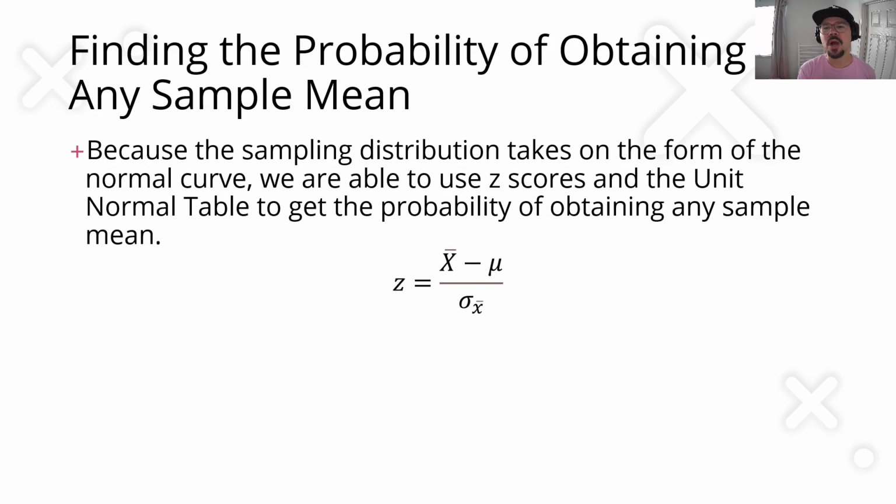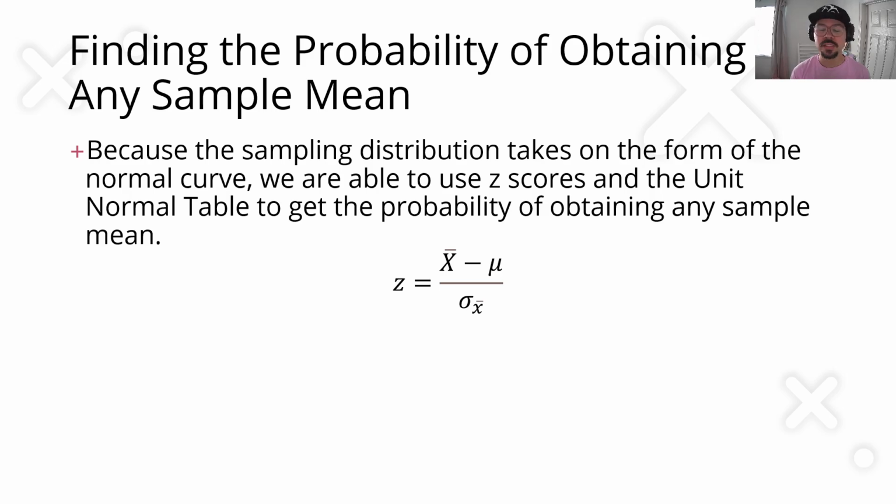So, finding the probability of obtaining any sample mean. Because the sampling distribution takes on the form of the normal curve, as we discussed when talking about characteristics of the sampling distribution of means, we are able to use z-scores and the unit normal table to get the probability of obtaining any sample mean. This is because z-scores and the unit normal table are based on probability and probability theory.